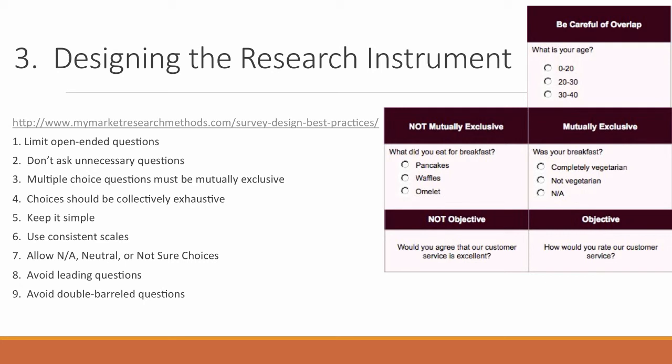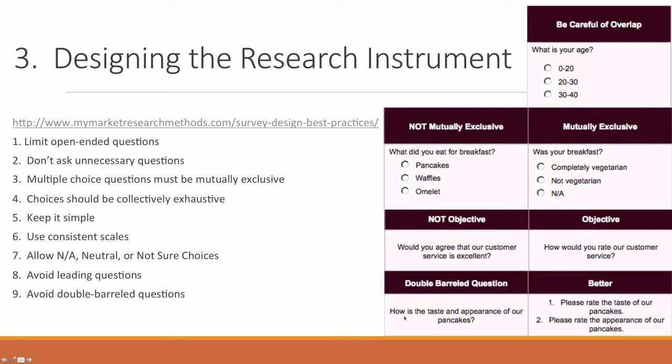Avoid what we call double-barreled questions. Look at this one. How is the taste and appearance of our pancakes? What happens if the taste is good but the appearance is bad? Or vice versa? How do they answer? It's better to split those out into two questions. Another good thing is to randomize the order in which the answers to multiple choice questions are given. That eliminates what we call order bias, the tendency to pick the first one or the second one or third one, if there might be such tendencies.